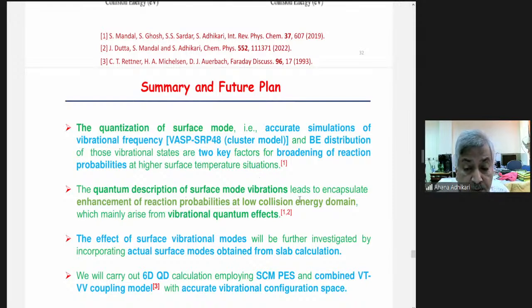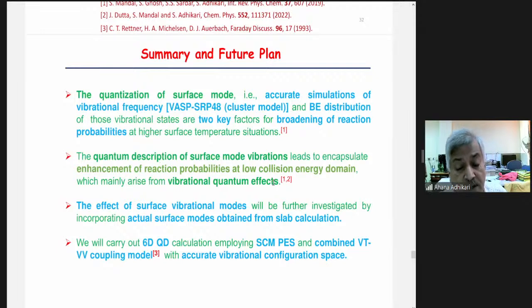The quantum description of surface vibration leads to encapsulating the enhancement of reaction probability in the low collision energy domain, which mainly arises from vibrational quantum effect, and that we got from the experimental evidence. Okay, and this is the first time we got theoretical evidence from a quantum calculation. The effect of surface vibrational modes will be further investigated by incorporating actual surface modes obtained from slab calculation, because in slab calculation you can introduce the boundary condition of the phonon modes. So that's why slab calculation is also important.